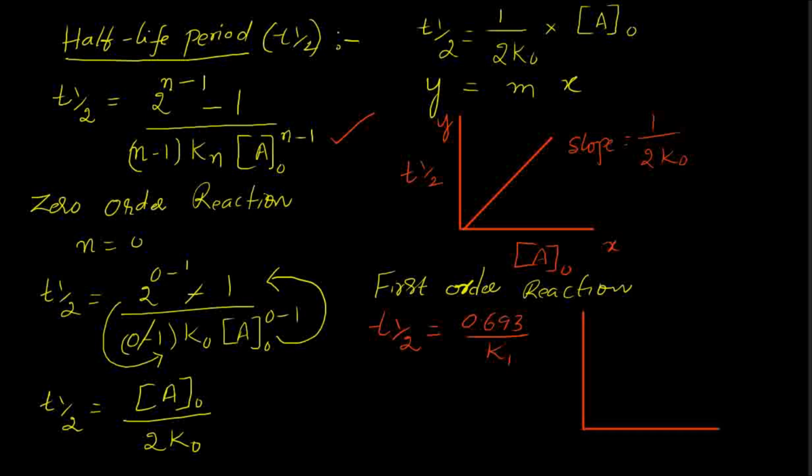So the graph has T half on the y-axis and the initial concentration on the x-axis. It does not depend on the initial concentration, so T half is parallel to the initial concentration axis. T half versus a naught is a straight line parallel to the x-axis. So this is the relation of half-life and initial concentration for the first order reaction.